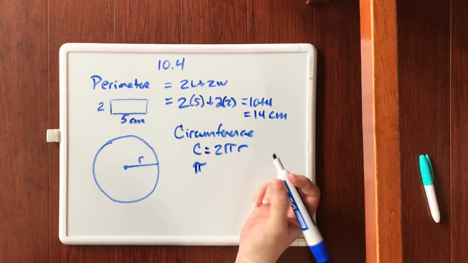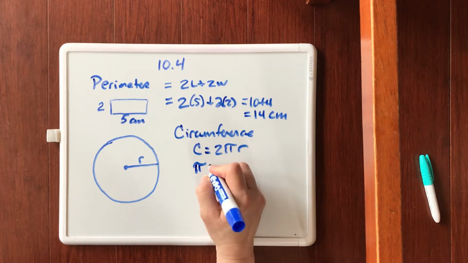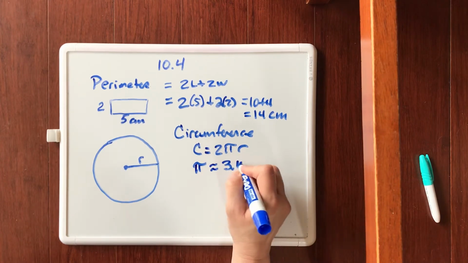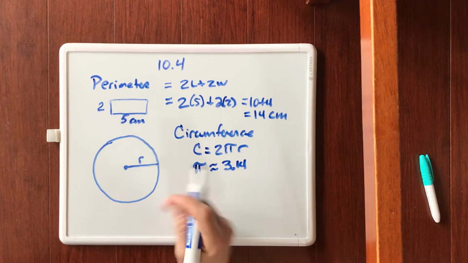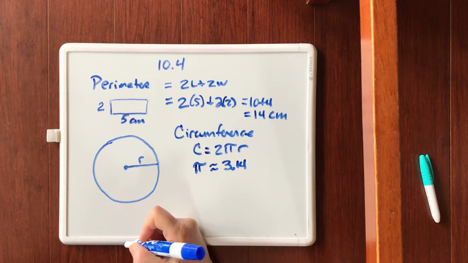Pi, you've learned about pi, it's an irrational number, and we'll approximate it to 3.14. But it really does go on forever, but we're going to cut it off, so we put that little approximate sign.